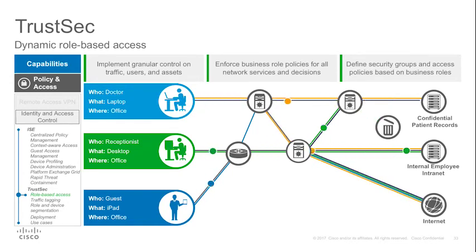The use of TrustSec's dynamic role-based access enables organizations to enforce business role policies across all network services and decisions. As the number of access roles increases, it can become difficult to not only manage access control lists, known as ACLs, but also ensure that downloaded ACLs will not exceed the memory and processing capabilities of any given network access device applying them.